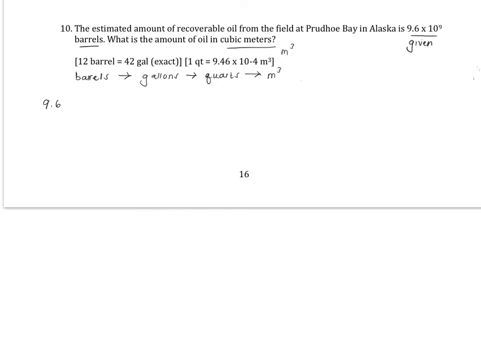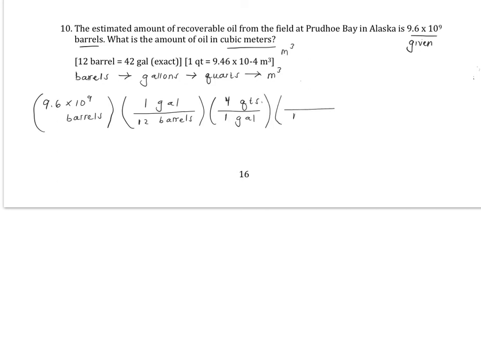So we start off with 9.6 times 10 to the 9th barrels of oil. And now we want to go to gallons. We know that exactly there are 42 gallons in 1 barrel of oil. And for 1 gallon, there's 4 quarts. And for 1 quart, there is 9.46 times 10 to the negative 4 meters cubed. So quarts cancels out, gallons cancels out, barrels cancels out. And this QTS, that's the same as quarts. That's an abbreviation for quarts. And the answer to this, if you plug this in your calculator, is 1.3 times 10 to the 8th meters cubed.